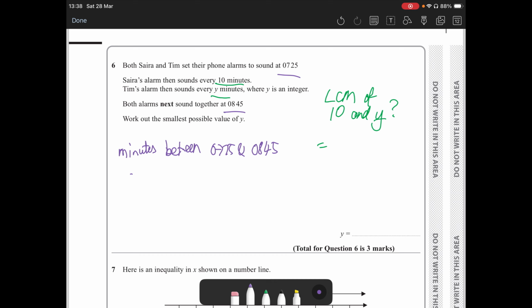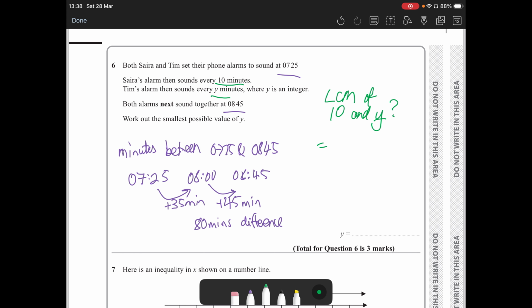Well, here's what I'm thinking about. From 7:25 to 8, that's a total of 35 minutes, because that's how many you need to start the new hour. And obviously 45 minutes from 8 to 8:45, right? So in total, there's 80 minutes, right? So coming back to the original question, the lowest common multiple of 10 and y is 80, this number.